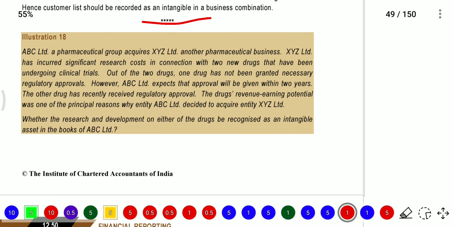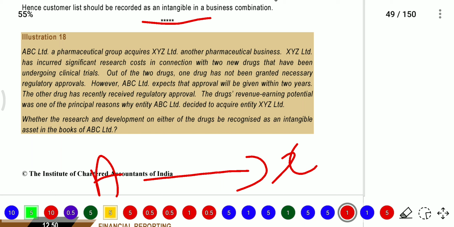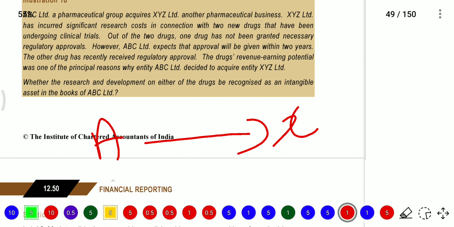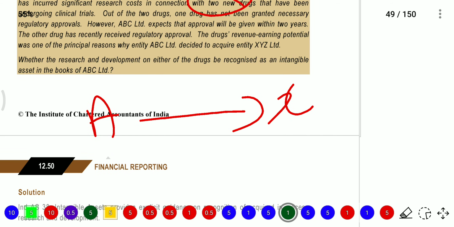And for illustration number 18, ABC Limited, a pharmaceutical group, has acquired XYZ, another pharmaceutical business. XYZ has incurred significant research costs in connection with two drugs that have been undergoing clinical trials. Out of the two drugs, one drug has not been granted the necessary regulatory approvals. So it has two drugs.